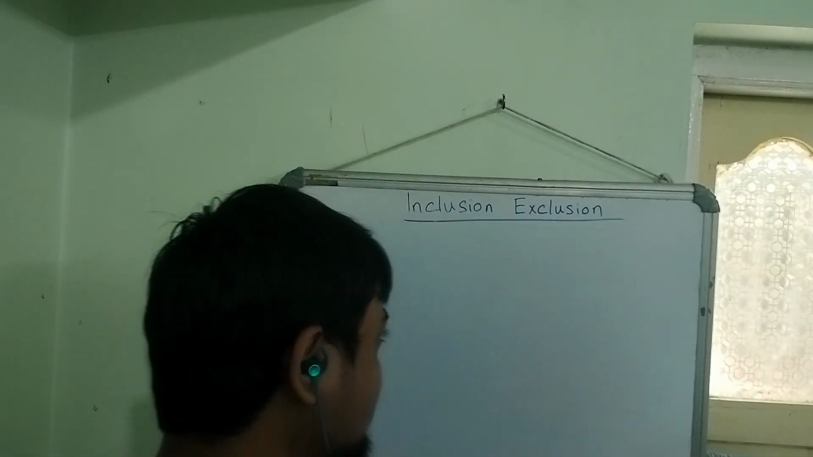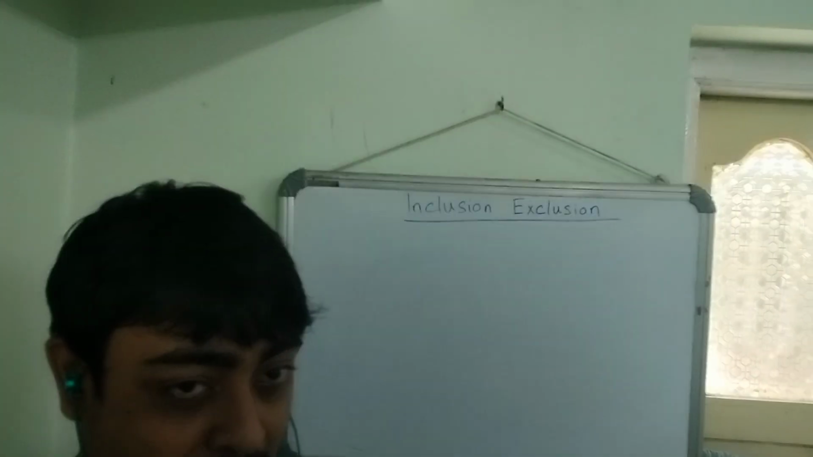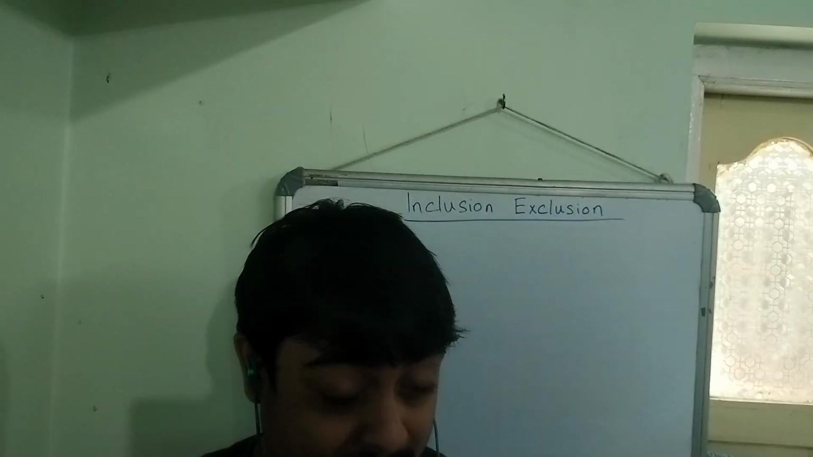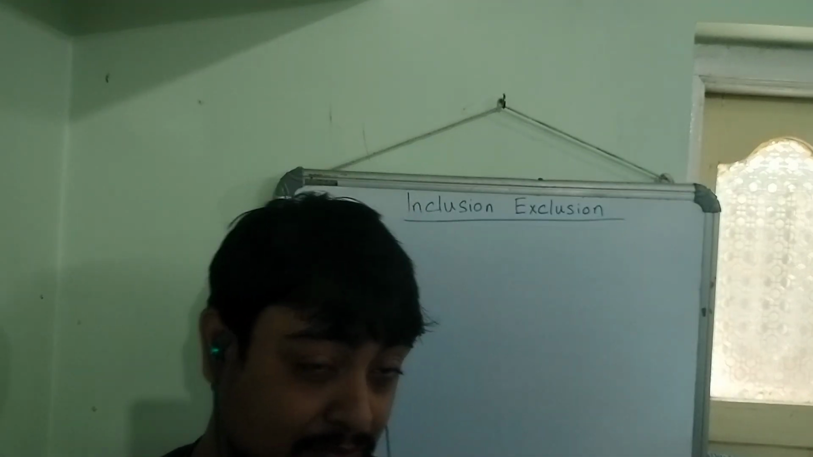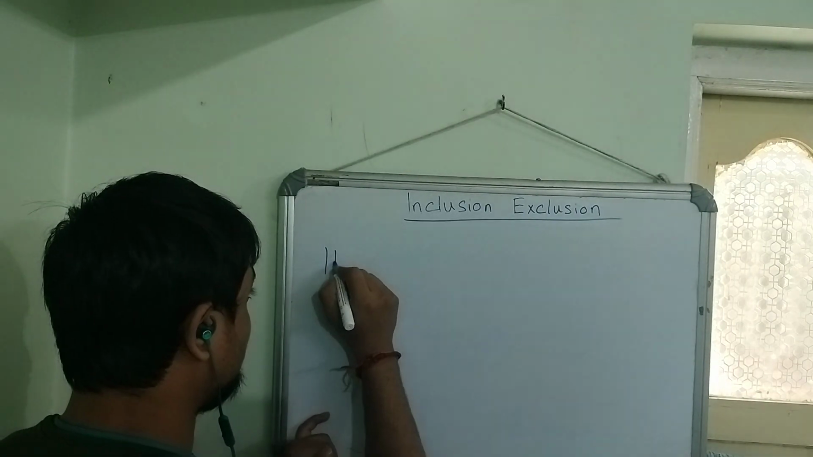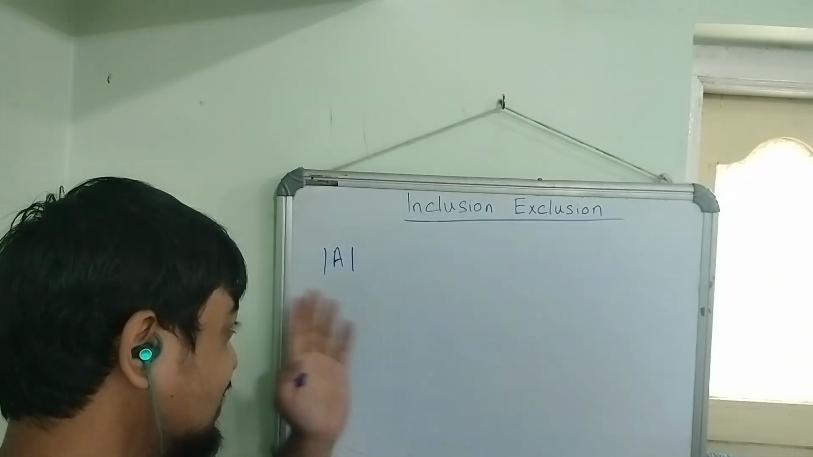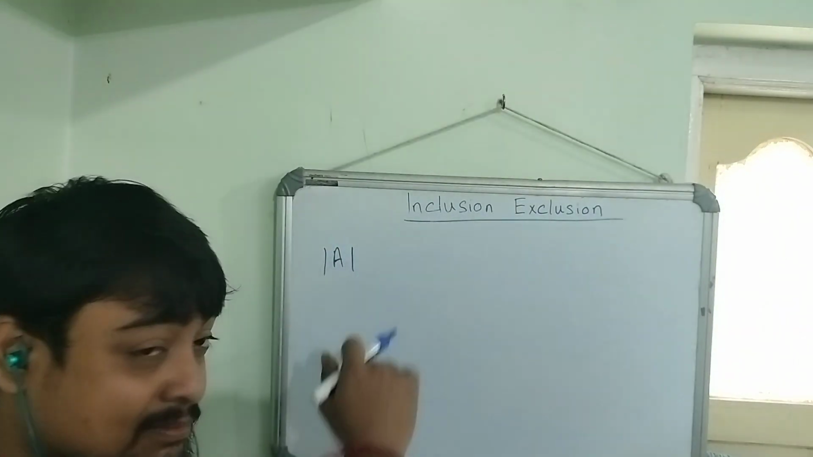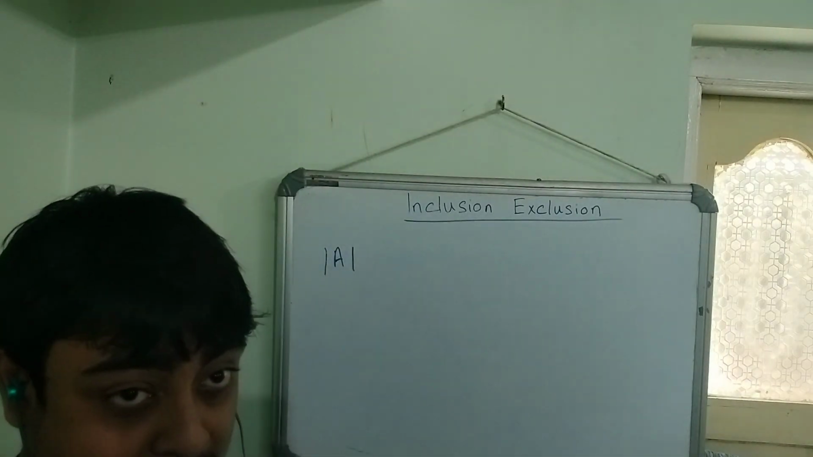So the inclusion exclusion principle tells about the cardinality of a union of a number of finite sets. In this video I'm talking about only finite sets. There are no infinite sets. We are not dealing with the cardinality of infinite sets. Here the cardinality of A, this mod of A, means nothing but the number of elements in the set A. Since A is finite, the number of elements must be some natural number. So this is what the cardinality of A means: the number of elements in the set A.